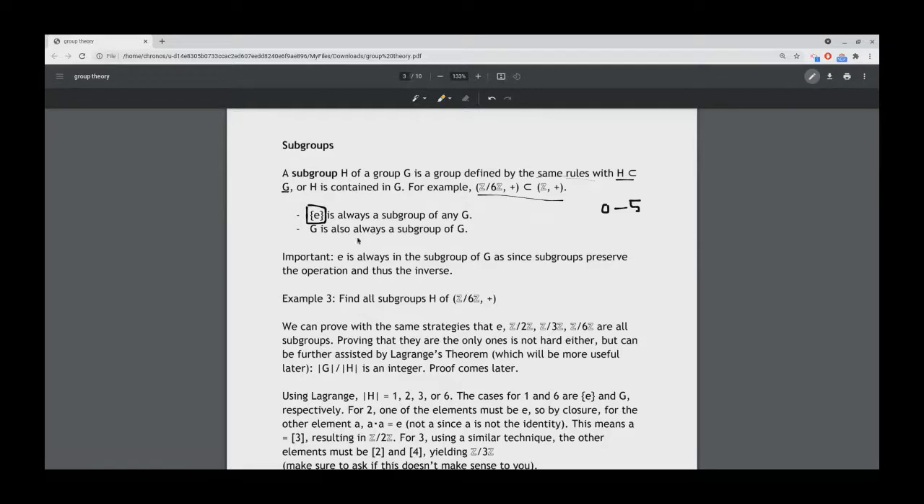So an important thing to note is that E is always in the subgroup of G, as subgroups preserve the operation and thus the inverse. So, for example, this subgroup and this subgroup have the same identity, which is 0, or the equivalent set of 0. And of course, it's pretty obvious that every subgroup has to have an inverse because every group has to have an inverse.